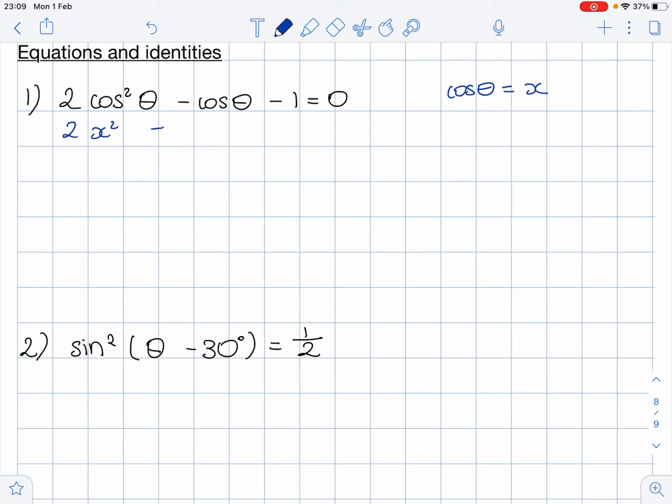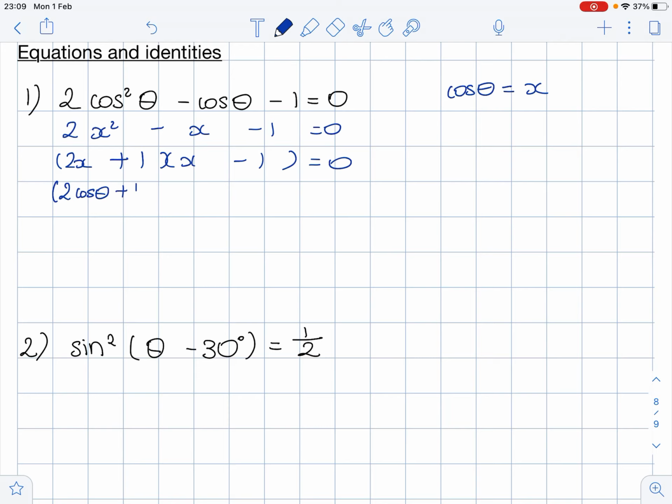So we have 2x squared minus x minus 1 equals 0. So this looks a lot easier, so we can solve by this. So factorize first. So I have 2x and x. Then I have plus 1 and minus 1 equals 0. So I have just factorized my equation. Then what I need to do now is replace the x with my cos theta.